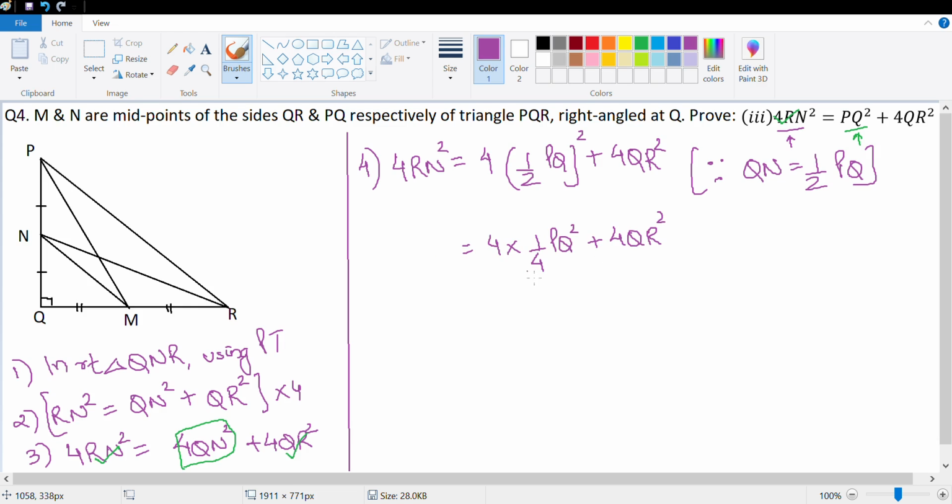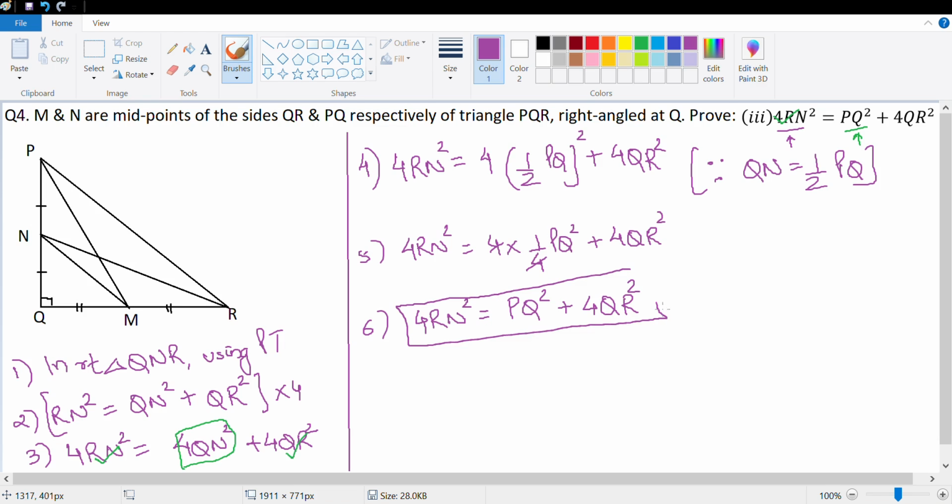4 and 4 get cancelled. The left hand side is still 4RN square, and we have 4RN square is equal to PQ square plus 4QR square. Done. That's what they wanted us to prove. So hence proved. Let's look at the next part of this question.